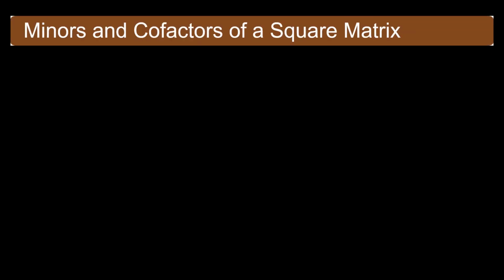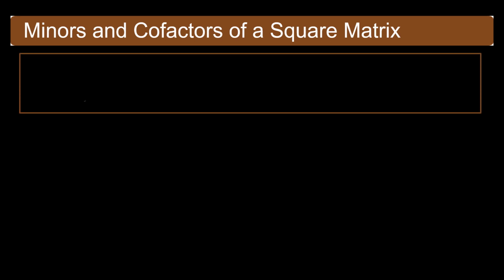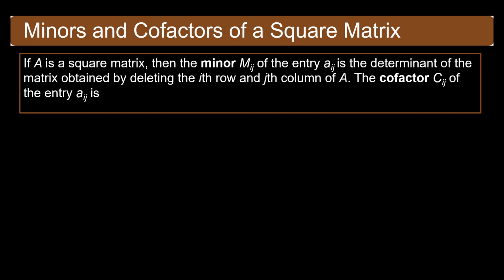Now for the second method, let us talk about the minors and cofactors of a square matrix. The minor of a matrix is obtained by deleting the corresponding row and column. For example, if we are trying to find the minor for the entry a_ij, then you have to delete the corresponding row and column.